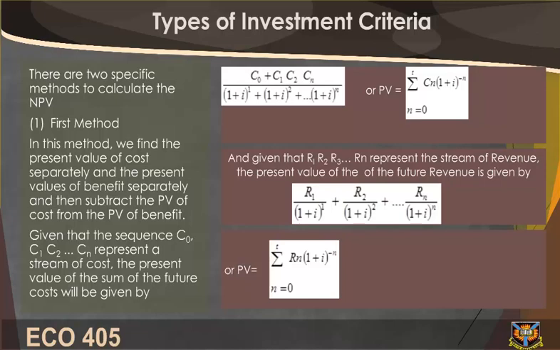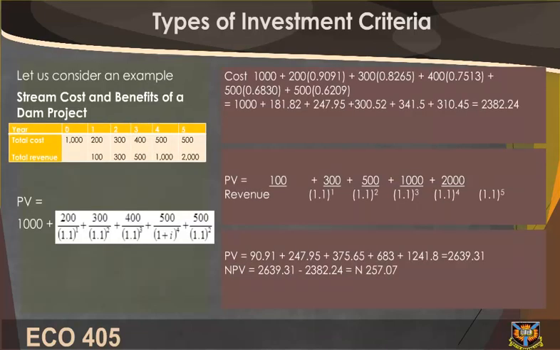In this method, we'll find the present value of cost separately and the present values of benefit separately, and then subtract the PV of cost from the PV of benefits. The formulas are shown below. Let us consider an example below. Let us also consider the example below.